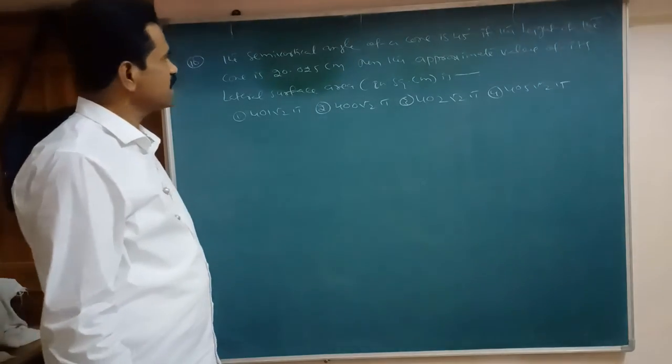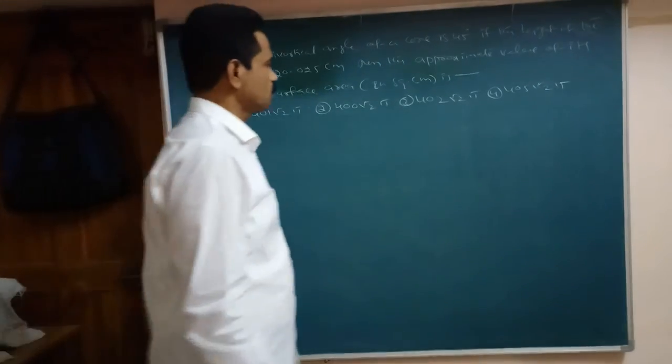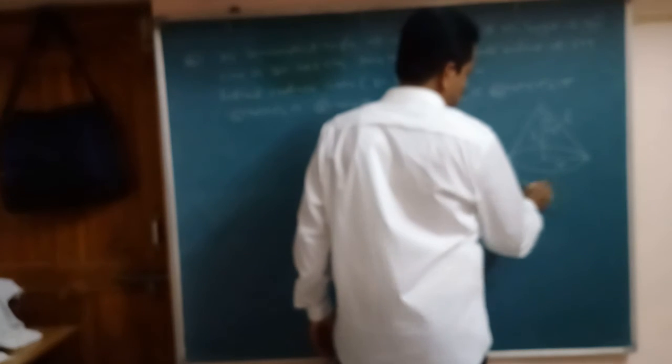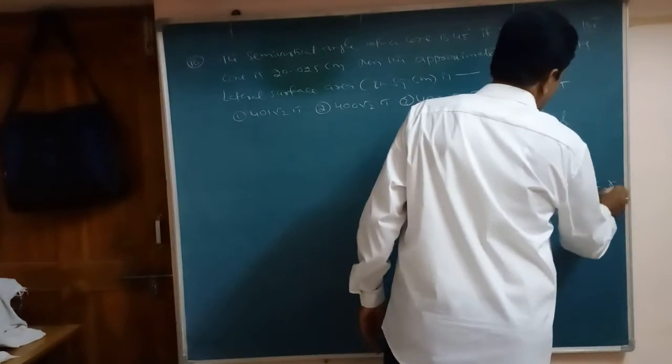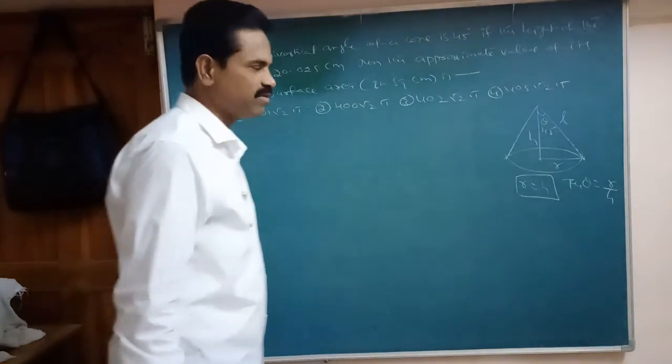Here, semi-vertical angle. First consider the cone. You observe here R is the radius, H is the height, L is the slant height, and theta is 45 degrees. 45 degrees means the opposite and adjacent sides are the same. We know that tan theta equals R by H. Tan 45 is 1, so R equals H.